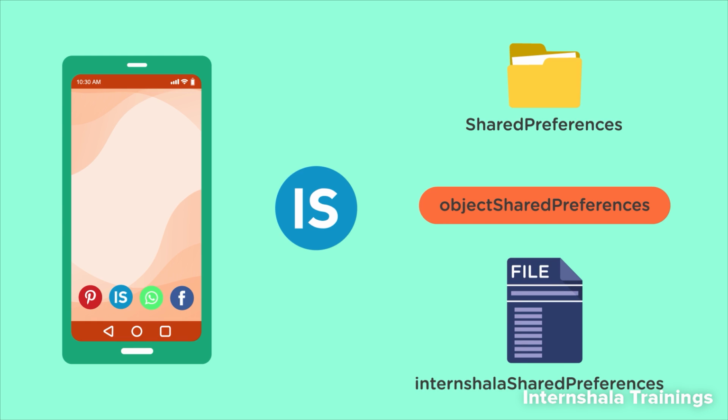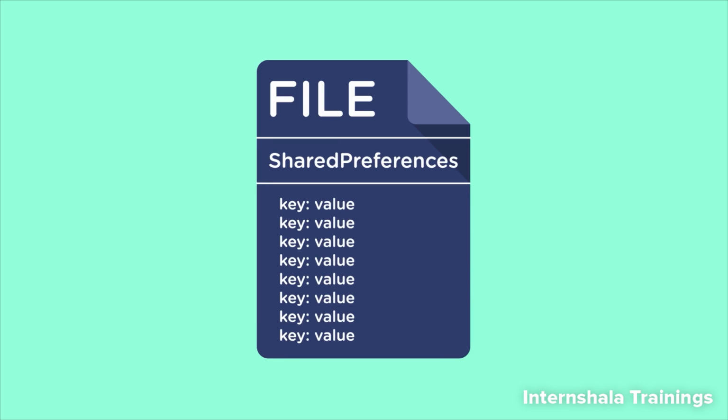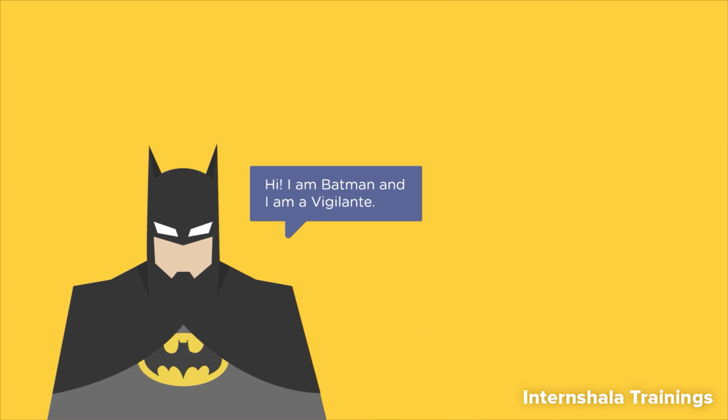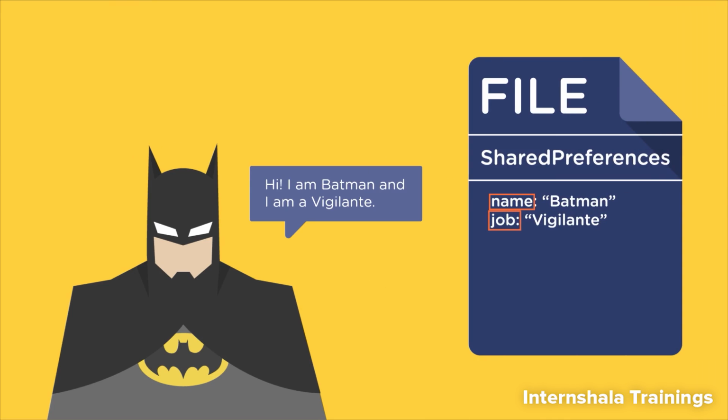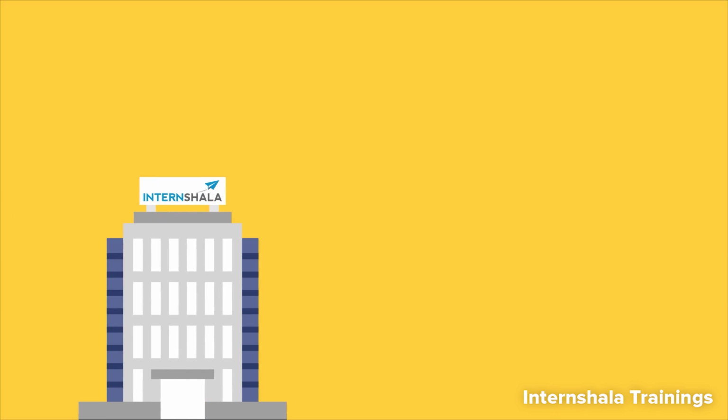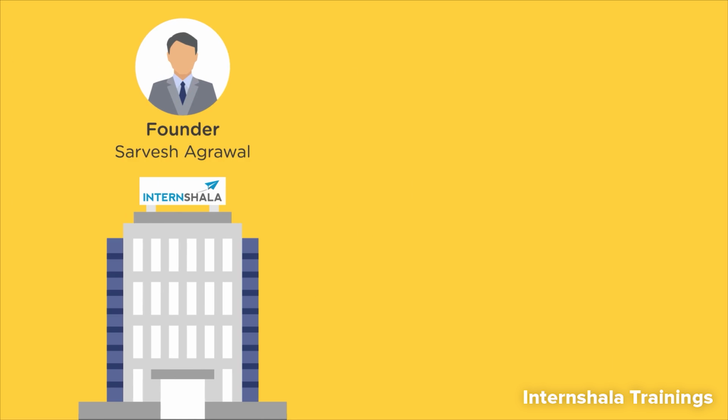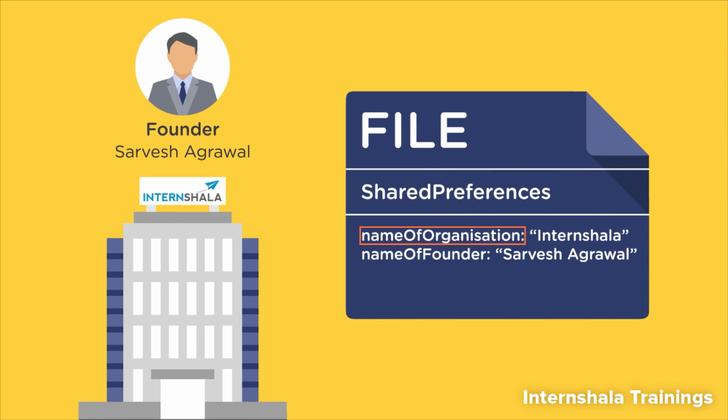The next thing we need to know about the shared preferences file is that it saves the data in terms of key-value pairs. What do we mean by that? Let's look at an example. Let's say my name is Batman and my job is that of a vigilante. So, the name and job become the keys and Batman and vigilante become values. Another example can be that the company's name is Internshala and the founder's name is Sarvesh Agrawal. Again here, name of organization and name of founder will become keys and their respective values will be Internshala and Sarvesh Agrawal. Do you understand the concept?